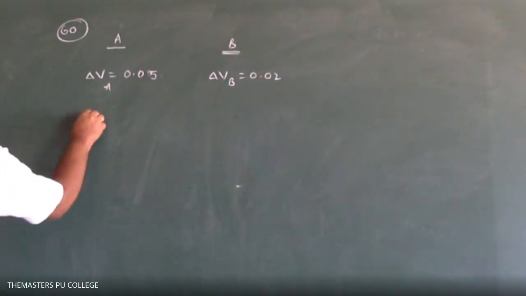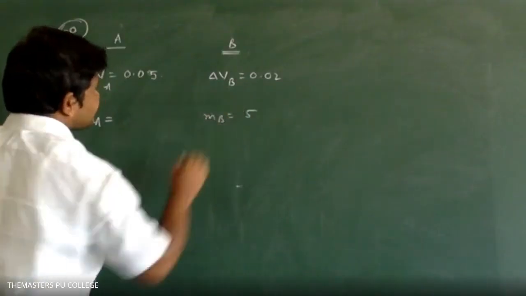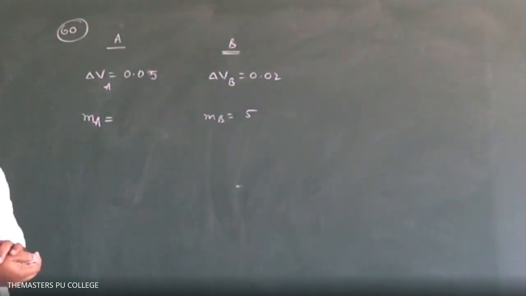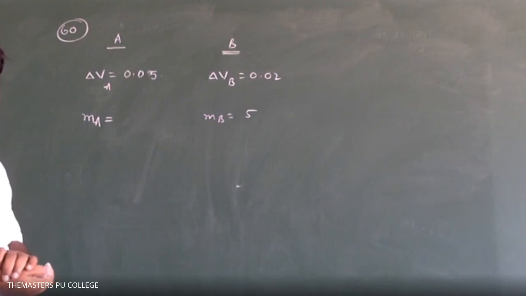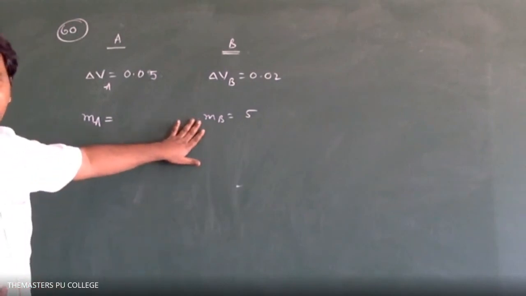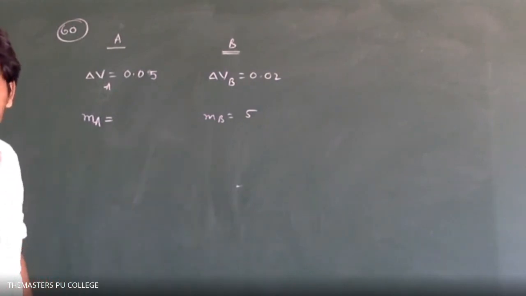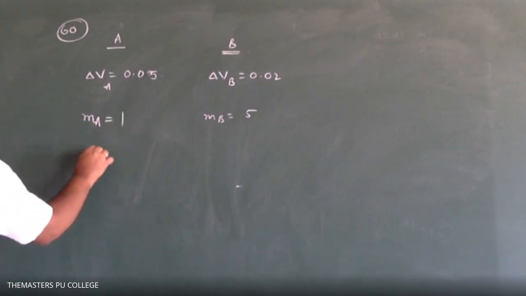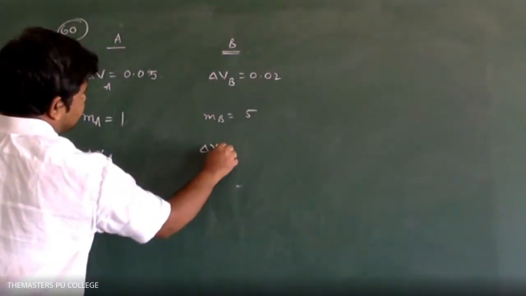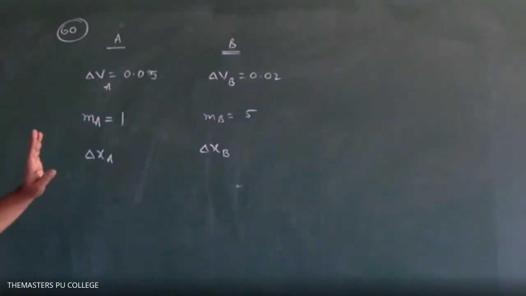Next, the mass of B is 5 times the mass of A. Mass of B, shall I write 5? Mass of A, how much do I write? Mass of B is 5 times, means mass of A is 1 time only. What is the ratio of uncertainties in position? This is XA, this is XB. What is the actual formula?